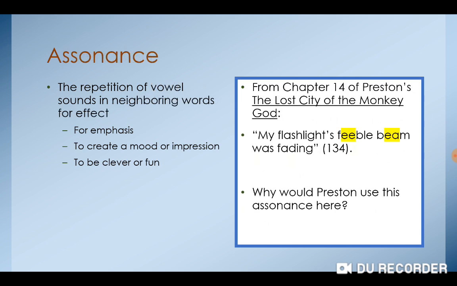Okay, so next is assonance, and that's the repetition of vowel sounds. The same reasons an author uses alliteration are why they would use assonance: emphasis, fun, and to create some kind of mood. Here's the example, and you're going to remember where this came from: "My flashlight's feeble beam was fading." This is when Preston saw the snake.